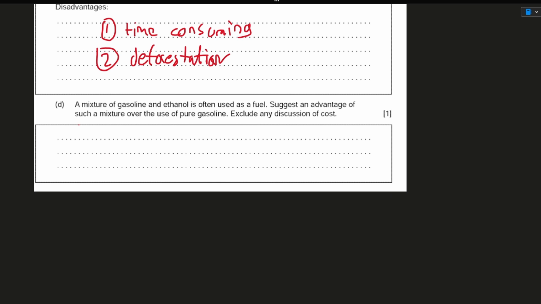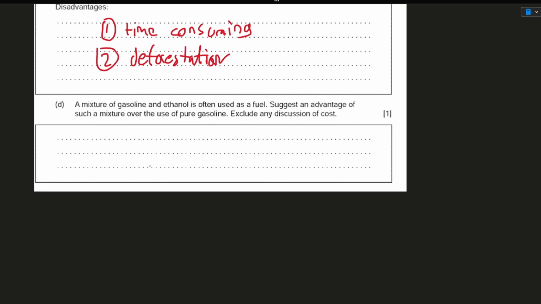And part D says a mixture of gasoline and ethanol is often used as a fuel, suggest an advantage of such a mixture over the use of pure gasoline. Exclude any discussion of cost.